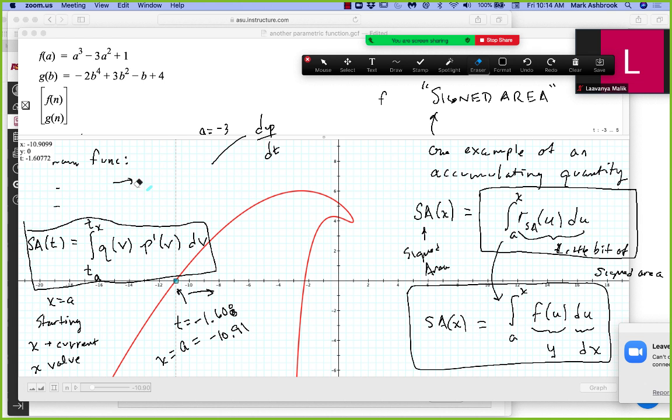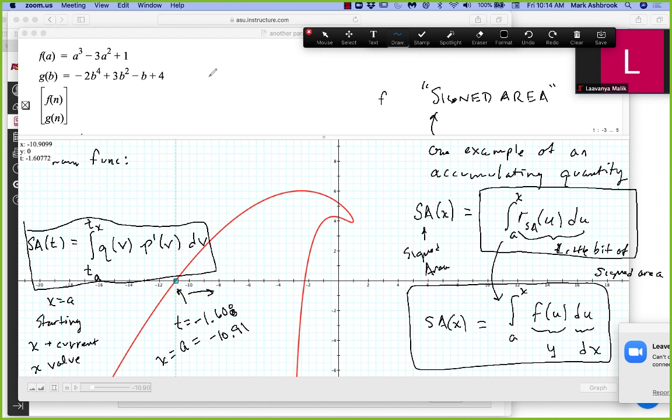Make some room for us here. So can we write this? First of all, let's write the accumulation function. So our signed area, now with respect to t, would be the integral from what? What's our starting value? Negative 1.608. Yep, the t value for our starting x to t. And then what will I put in here?